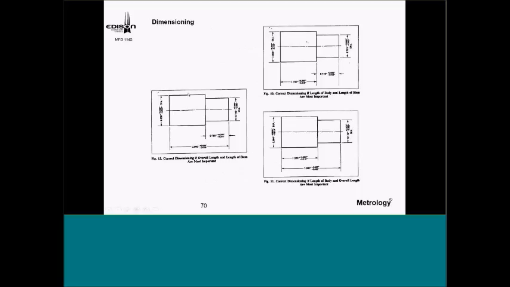So what do we need to do? How about open tolerance? In other words, we've got a tolerance here and we've got a tolerance overall. Or the correct dimensioning on all the parts.